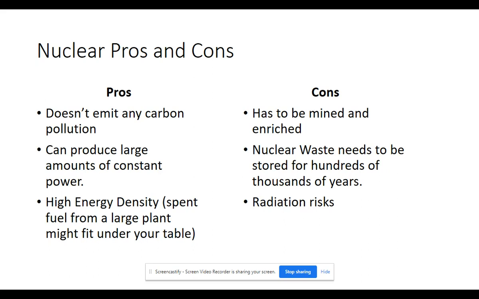And then lastly, radiation risks. Something could go wrong, and that's going to release nuclear radiation. You might remember the Fukushima Daiichi plant from about 10 years ago, the earthquake in Japan where that plant got damaged and released nuclear radiation.